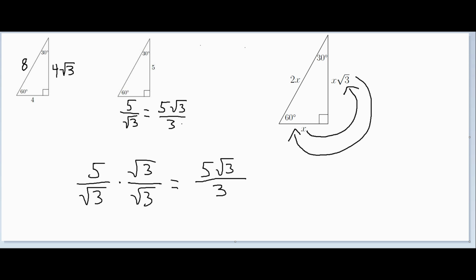And now that we have that side, we know the hypotenuse is just going to be 2 times that, so this would just be 10 times the square root of 3 over 3.